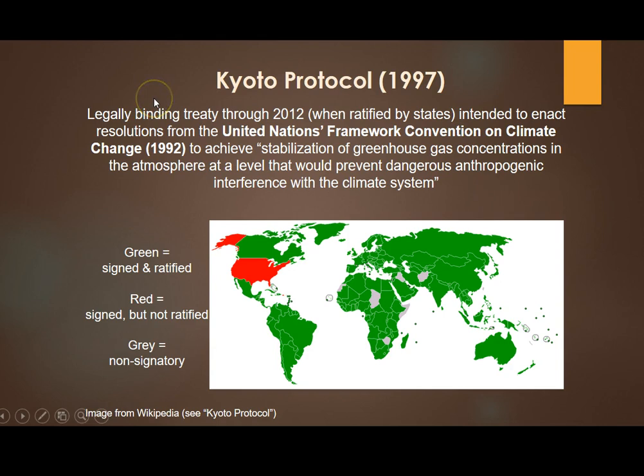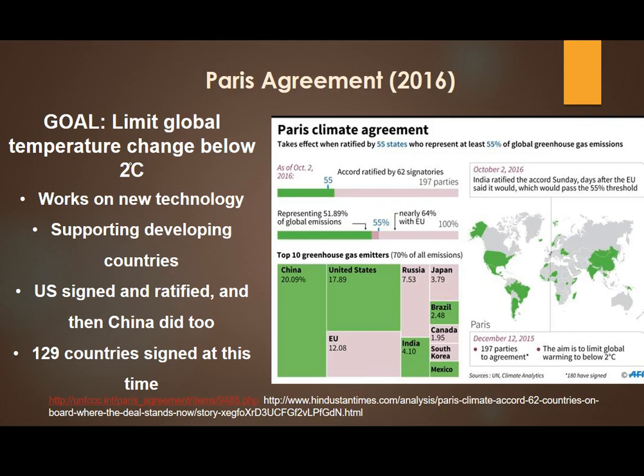Okay. So now let's look at some legislation here. First was the Kyoto Protocol, which was 1992 to 2012. You'll notice the green was all signed and ratified and said they'd go with it. The red was signed, but not ratified, and the gray was people who didn't sign. So you'll notice that the U.S. is the only one that signed but didn't ratify. Not ideal.